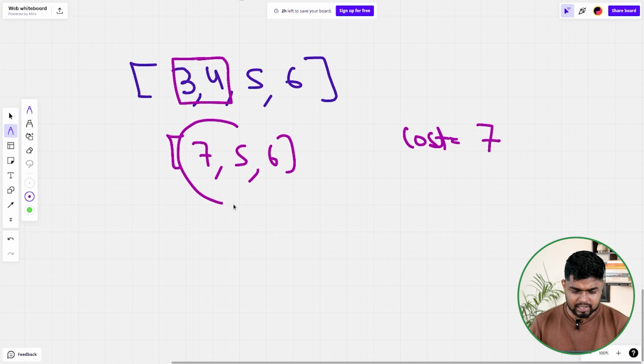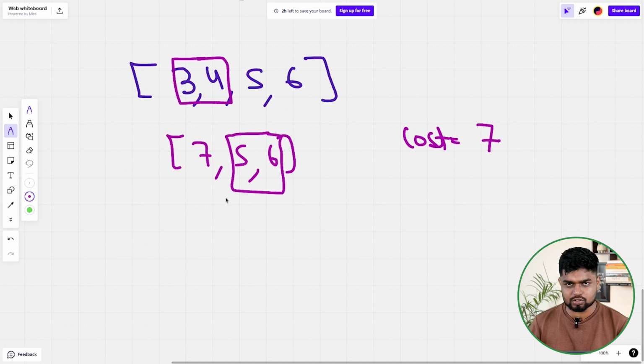Now you would not connect 7 and 5, right? Because 7 plus 5 would give you a higher cost. If you want to connect two ropes at this stage, you would connect 5 and 6, because connecting 5 and 6 will give you lesser cost here. I hope you get my point. So this is one thing that's very important. You will connect these two. So you can see that now the array is not sorted, because you're connecting 5 and 6.